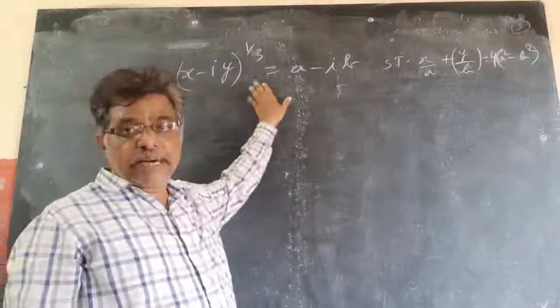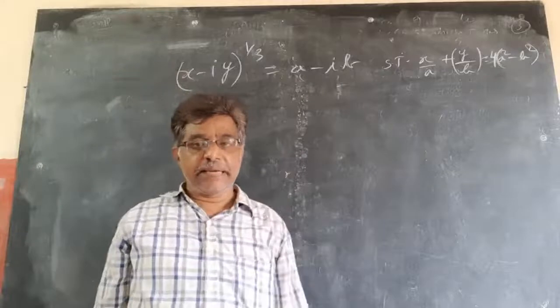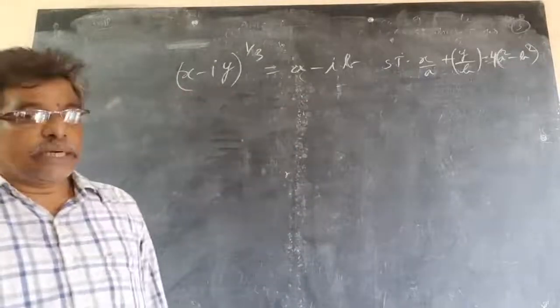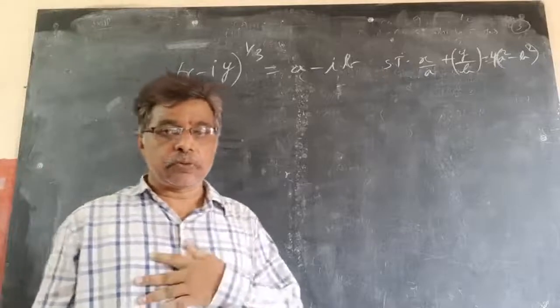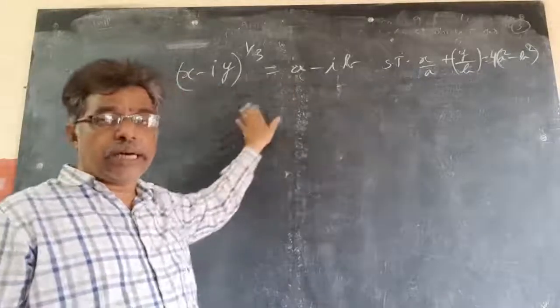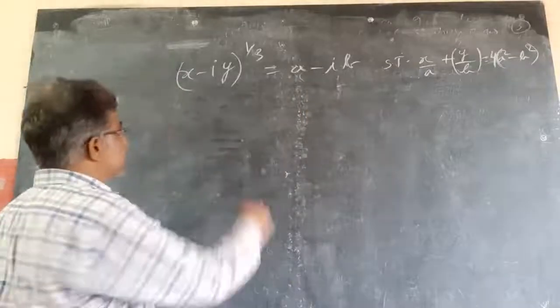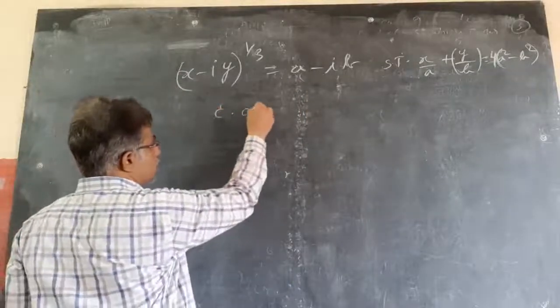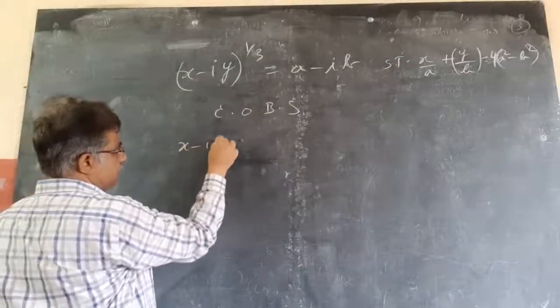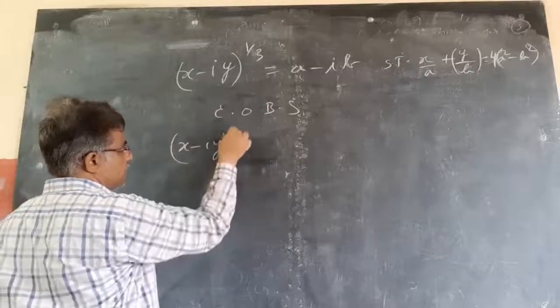(x - iy)^(1/3) = a - ib. Then he asks us to prove that x/a + y/b = 4(a² - b²). How to prove? Simple. First, cubing on both sides. We will go for cubing on both sides. So what do we get? (x - iy)^(1/3) whole cube.